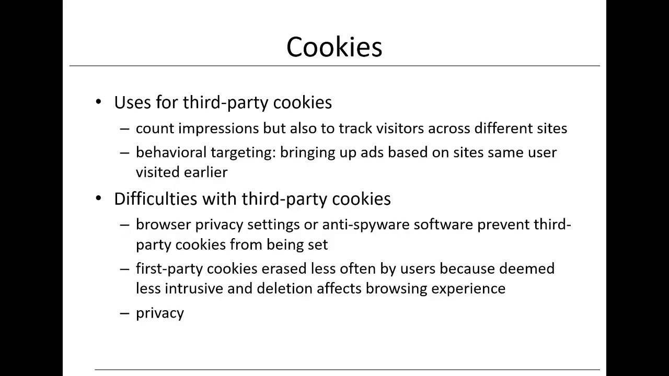Hence, third-party cookies can be used to count impressions, or the number of times an ad was served, but also to track visitors across different sites. As illustrated before, they can be used for behavioral targeting by bringing up ads based on websites the same user visited earlier. However, there are also some difficulties when working with third-party cookies. First, browser privacy settings or anti-spyware software might prevent third-party cookies from being set or kept.